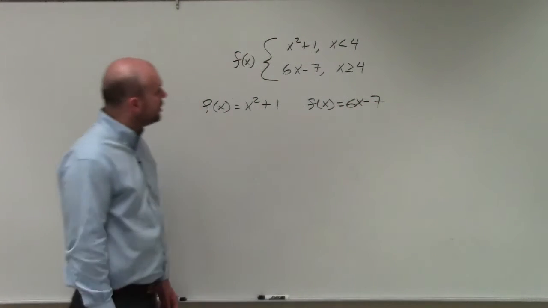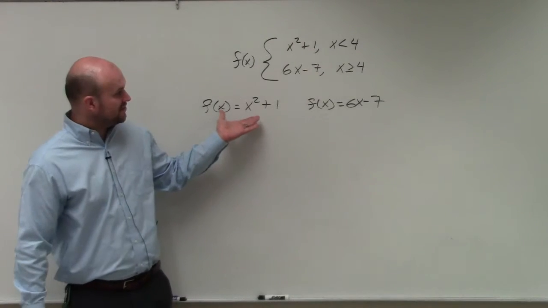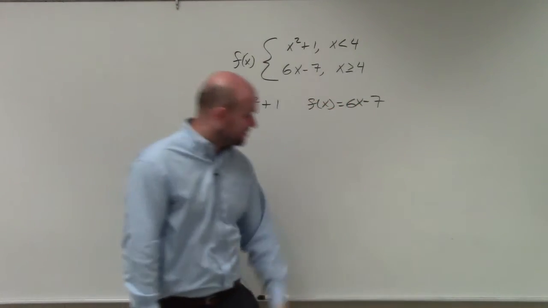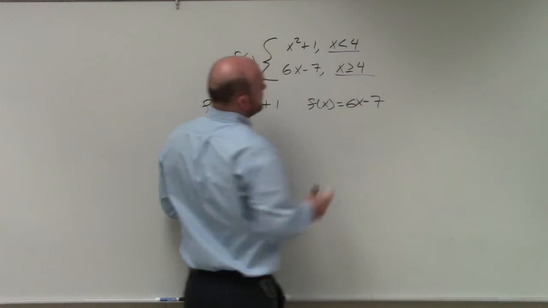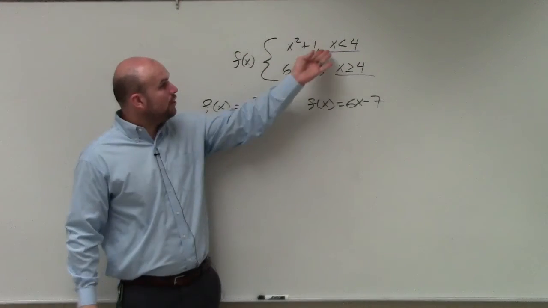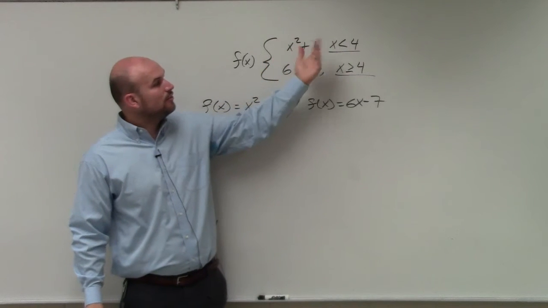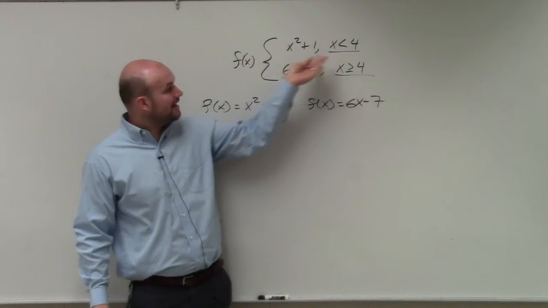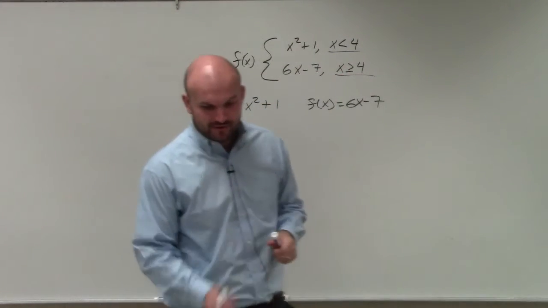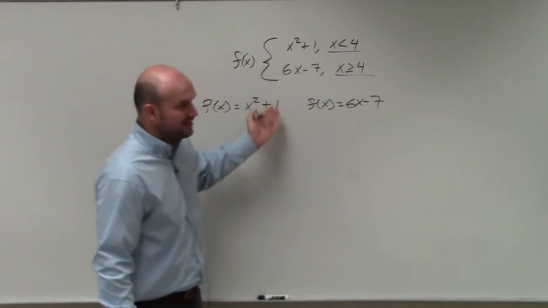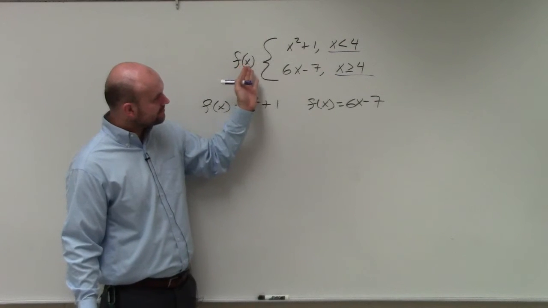And that's really all the piecewise is. It's really just this function and this function. However, the main important thing about the piecewise function is these constraints. So what the constraints tell us is we're only going to use this function when the values of x are less than 4, and we're only going to use this function when the values of x are greater than or equal to 4.